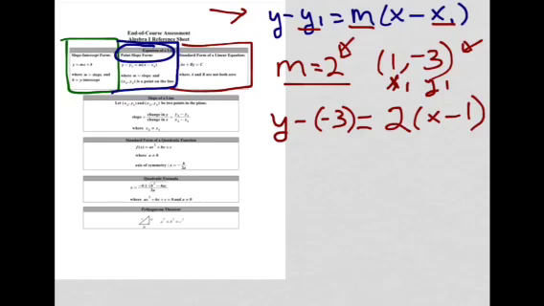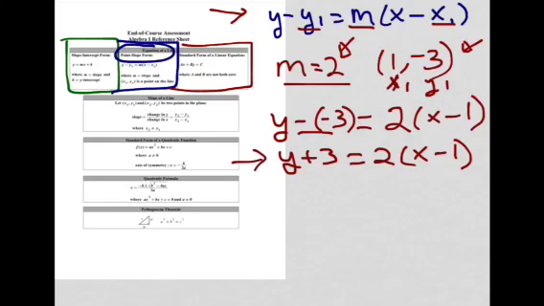Okay. Now you may want to clean it up a bit. Meaning this minus a -3, we should probably clean it up. Subtracting a negative is really adding. So go ahead and write it as y plus 3 equals 2 times the quantity x minus 1. Now, if the instructions just said write the equation of the line, we're done. There's the equation of a line that has a slope of 2 and goes through the point (1, -3). Okay? But if we needed to write it in slope-intercept form, well, we're not quite there yet.